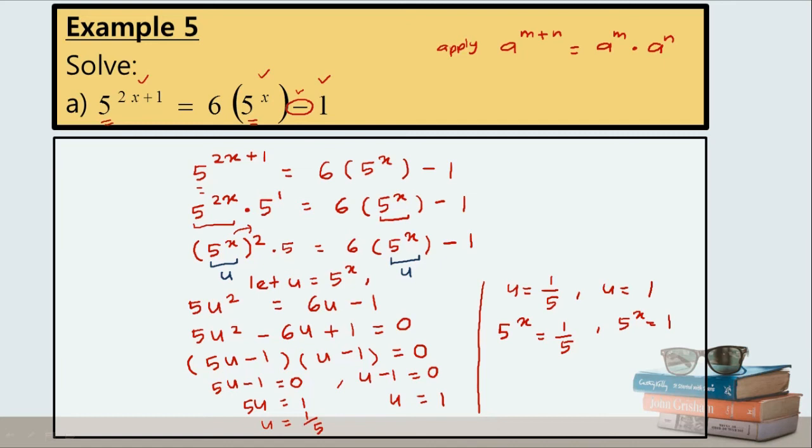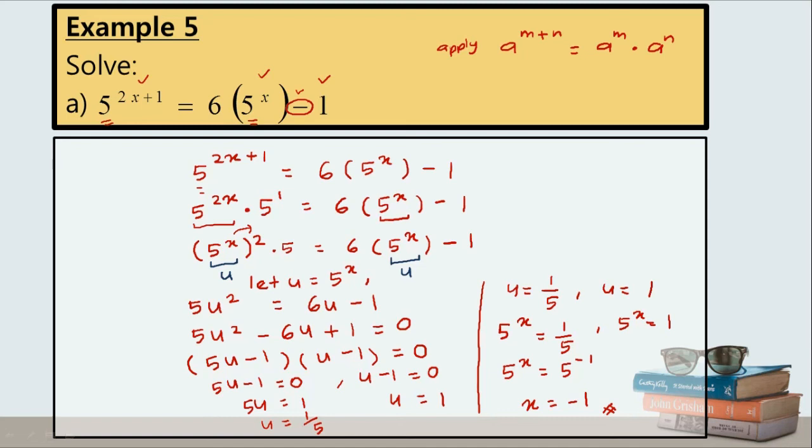Okay, 1 over 5, we can write it with base 5, right? If you still remember the rule of indices, we can write it like this: 5 to the power of negative 1. That's why our x is equal to negative 1. Okay, this one, 5 to the power of x equal to 1.